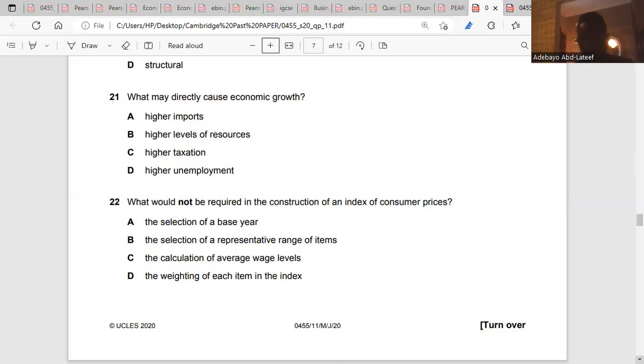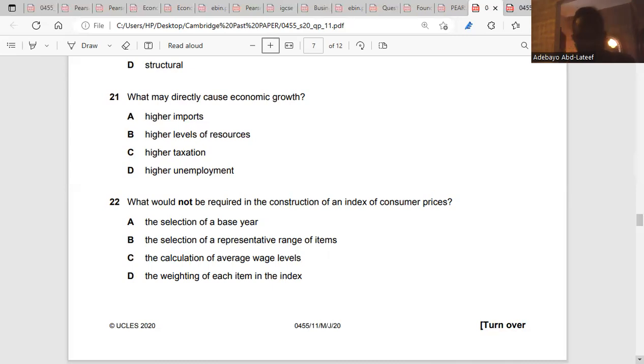Question 22. What would not be required in the construction of an index of consumer price? For a consumer price index, we use the base year, the items, and the range of items. What we're not going to use for calculating a price index is the wage level. It's not part of it. The base year is the year you are calculating for, the last year. You use the items, the food basket, that means goods or services. But you don't talk about wages in the consumer price index.